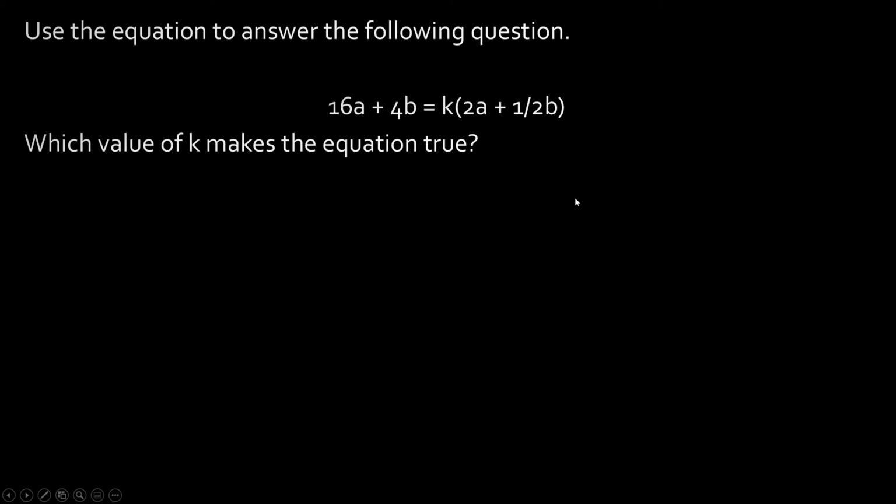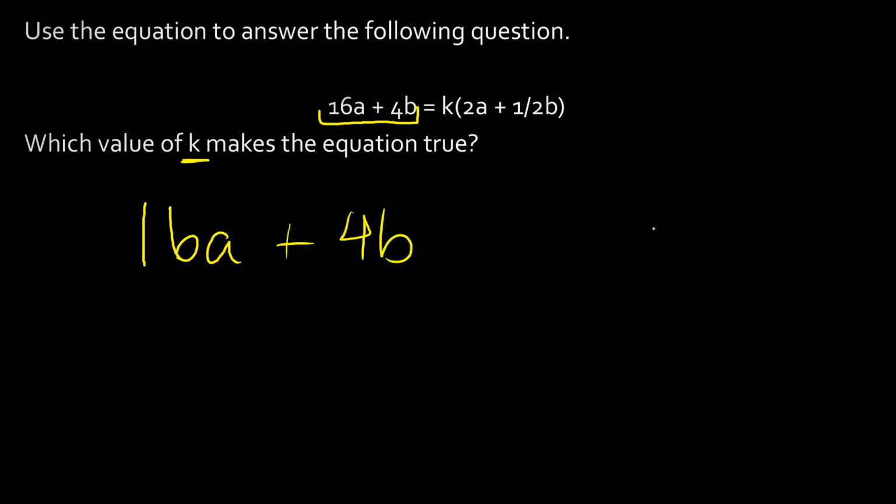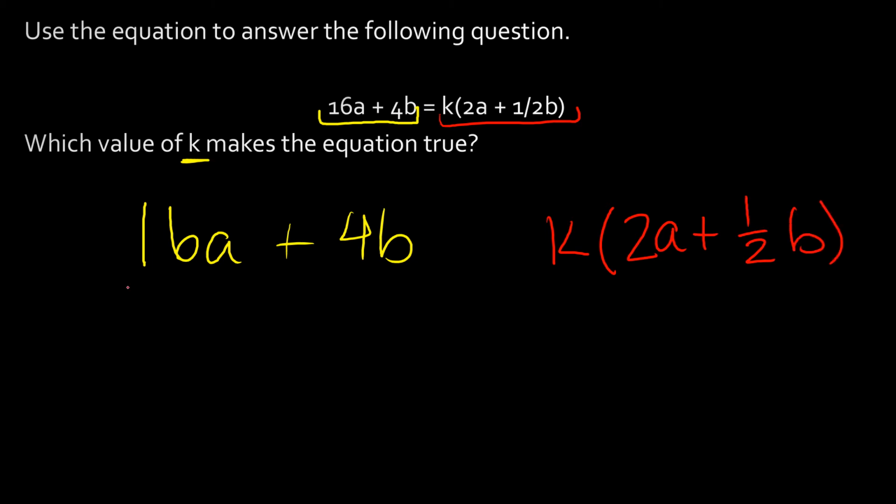Alright, use the equation to answer the following question. Which value of k makes this equation true? So on one side of my equal sign here, I have this 16a plus 4b. On the other side of my equal sign, I have k times 2a plus 1 half b. Now my goal is to have a 16a on this side and a 16a on this side. So right now I have this 2, right? So I need to find a number k. Remember, k is being multiplied in because k is my number or my variable outside of my parentheses.